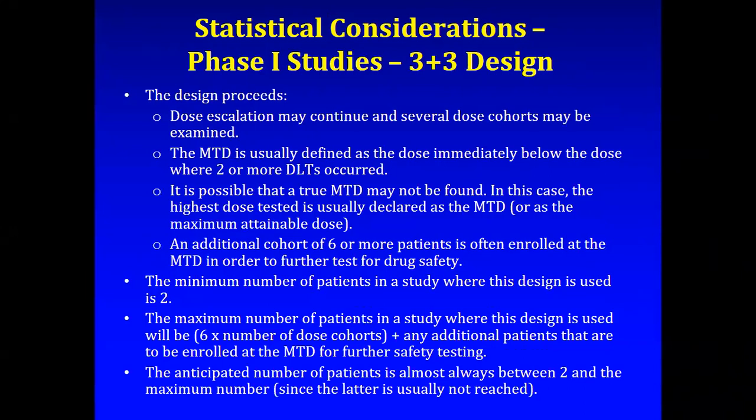Now with the 3+3 design, it's pretty easy to figure out the minimum or maximum number of patients. The minimum number of patients will always be 2. That's because according to the 3+3 design, if the first 2 patients have DLTs, we're not going to escalate the dose, and we're not going to continue the study. The study will most likely just be shut down at that point because the drug is so toxic.